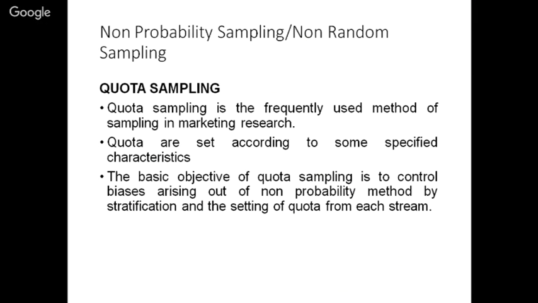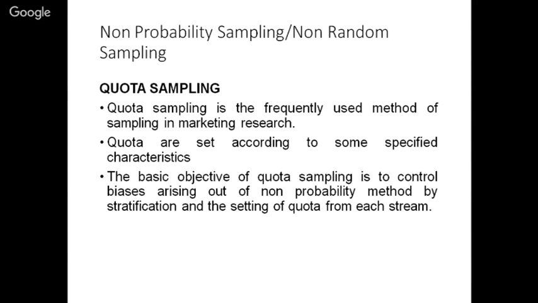So, what is the basic difference between quota sampling and stratified sampling? In stratified sampling, the population is divided into different strata, and in quota sampling also the population is divided into different sets of quotas depending upon the specified characteristics of a population. It can be several income groups. The population is divided on the basis of age group, or it can be divided on the basis of their religious groups.